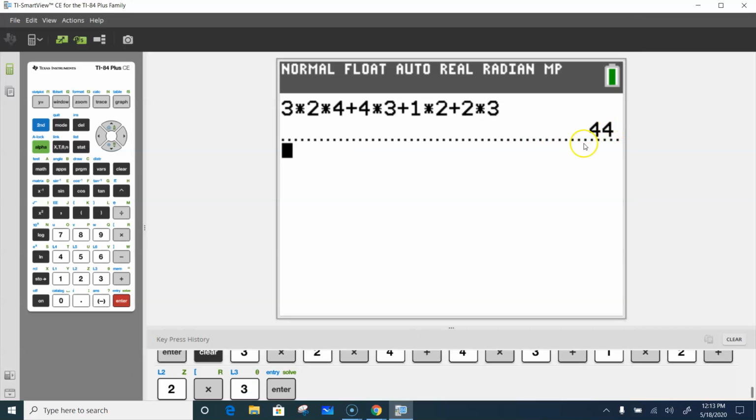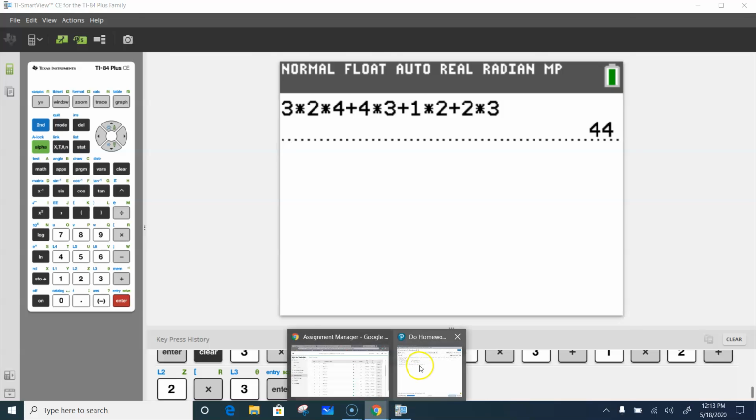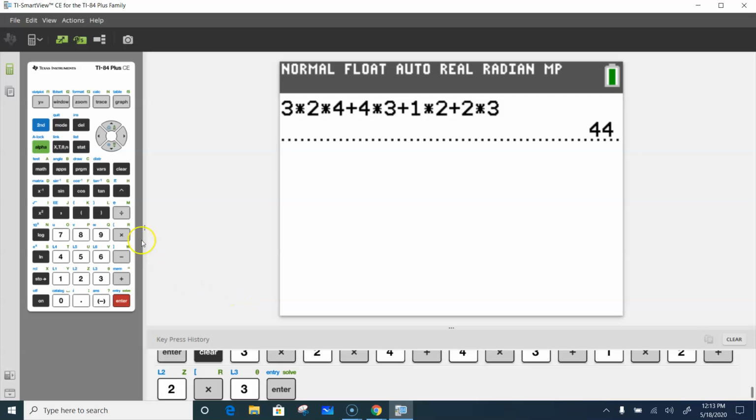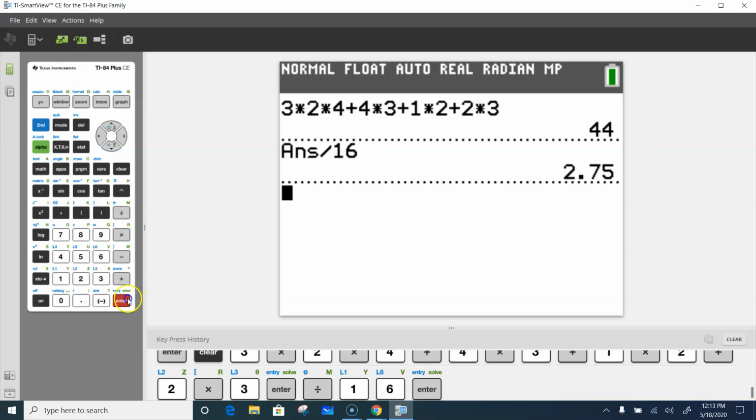So now I have to take this 44 and I have to divide it by the total number of credits that they have. So how many credits do they have? 2 4-credit classes, that's 8. Plus a 3-credit, that's 11, plus a 2-credit, plus another 3-credit, right? So we've got 8, and 3 is 11, plus 2 is 13, plus another 3 is 16. So I'm going to take this 44 and divide by 16, and that would be their weighted GPA, a 2.75.